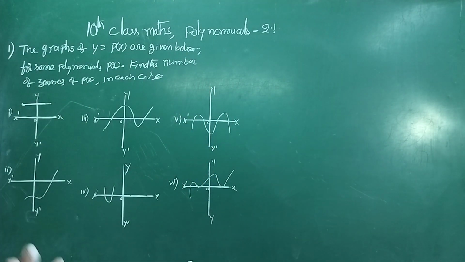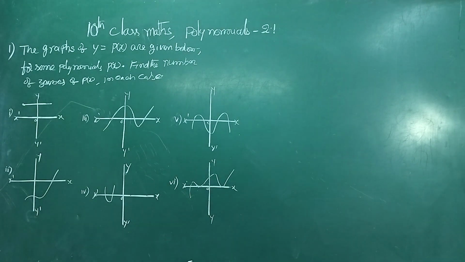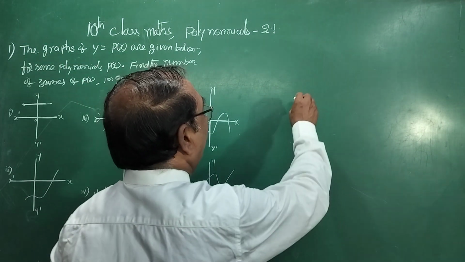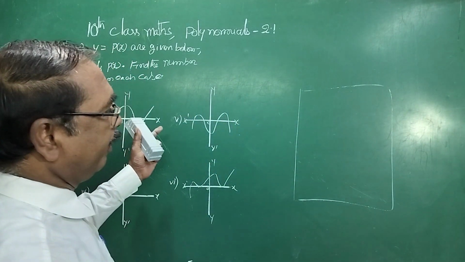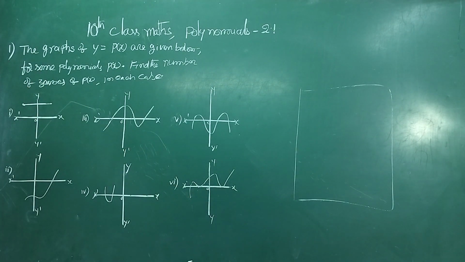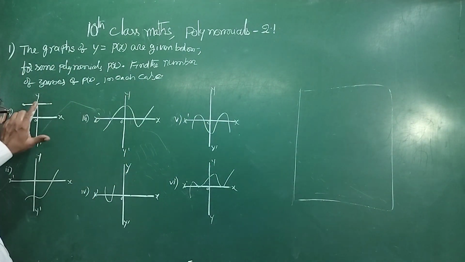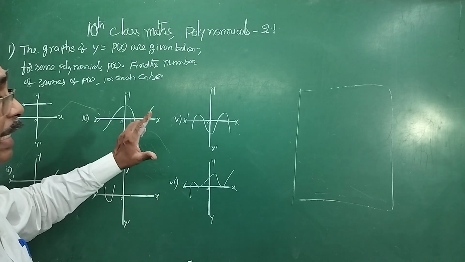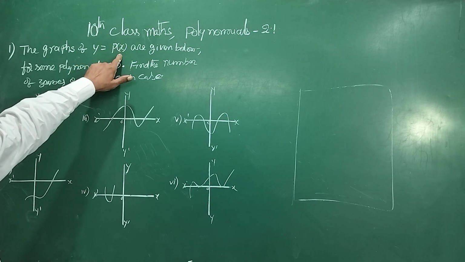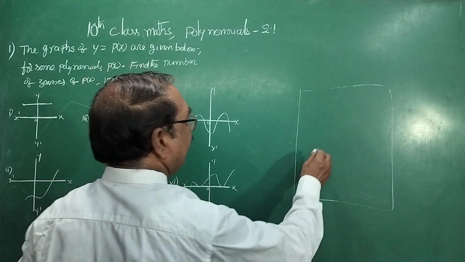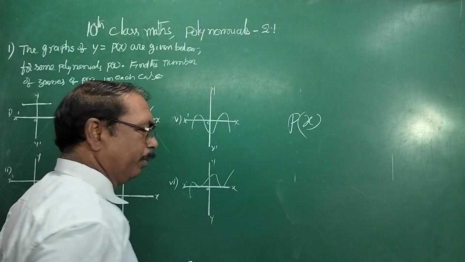Yes, let us come to the point. In this exercise 2.1, only one sum is there, in the Cartesian plane, a graph, a geometrical representation. Think of it as a graph paper, the Cartesian plane. It is all geometrical representations. What did he ask? The graphs of y is equal to p of x. P of x means it is some polynomial.